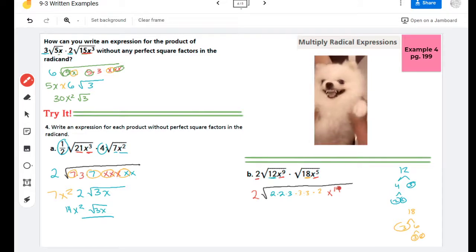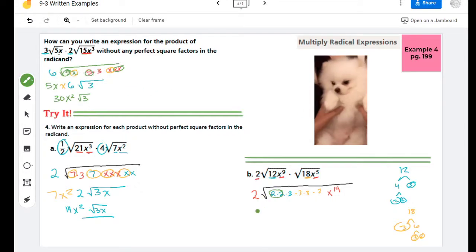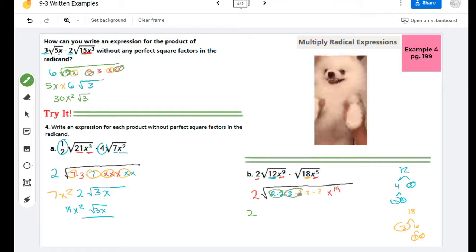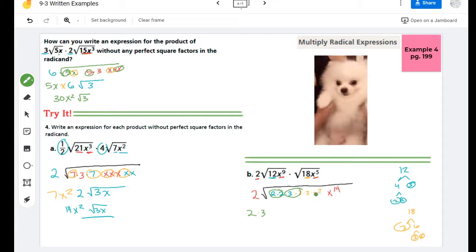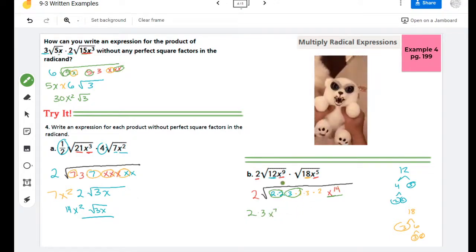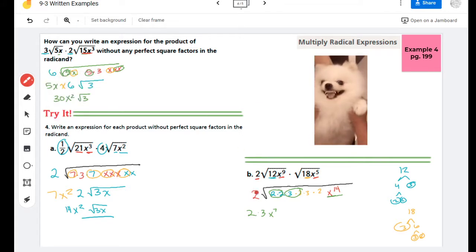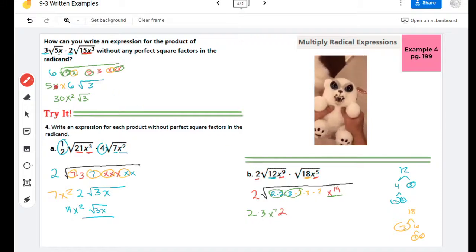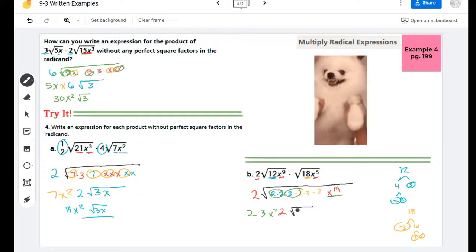Now I'm looking for my pairs. I have a pair of 2s. I have a pair of 3s. This 3 and this 2 don't have pairs though, so we're going to leave those alone. And then x to the 14th, 14 divided by 2 divides perfectly into a 7. And then we're going to take the stuff that was left. So I have my 2 that was originally outside. And on the inside, I have a 3 times 2.